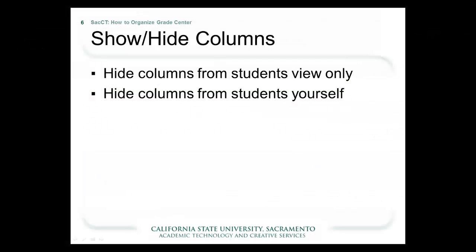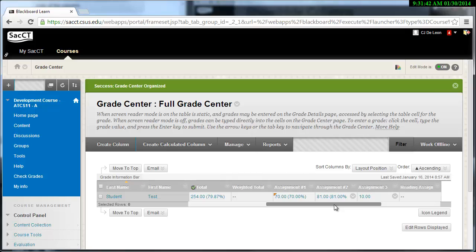Now you will learn how to show or hide columns from your student's view and also from yourself. The benefit of being able to show or hide columns is that you can hide scores from your student's view until you want them to see their scores. The benefit of being able to show or hide columns from yourself is that you can make the grade center less cluttered from unused content. I will first show you how to hide columns from your view and your student's view.